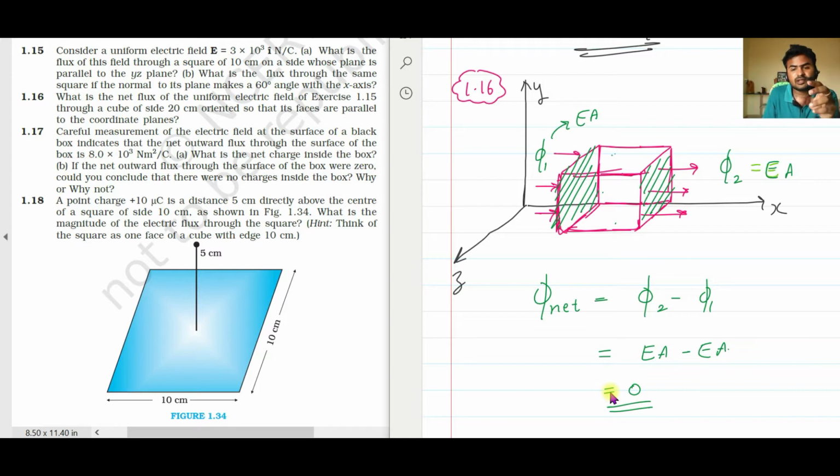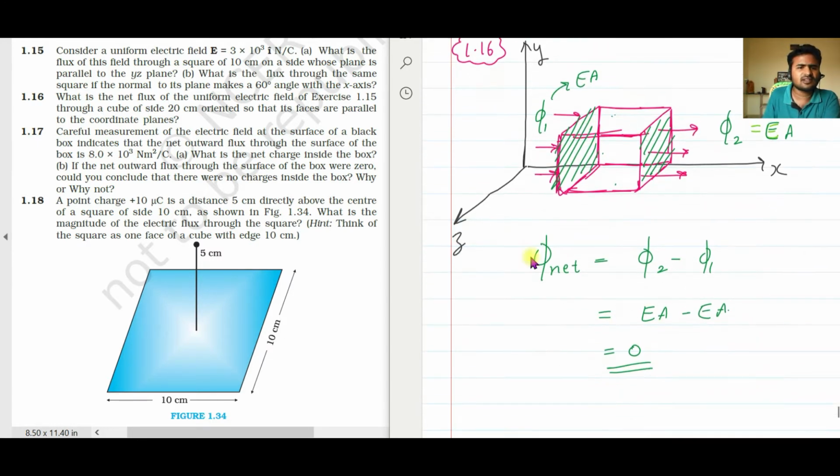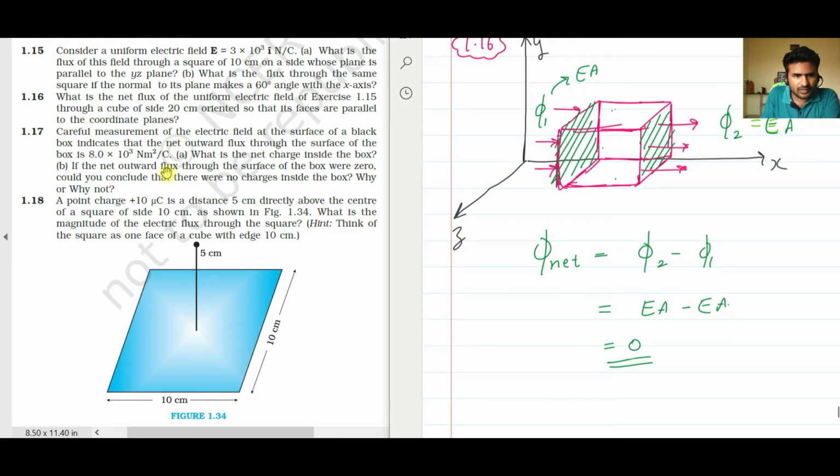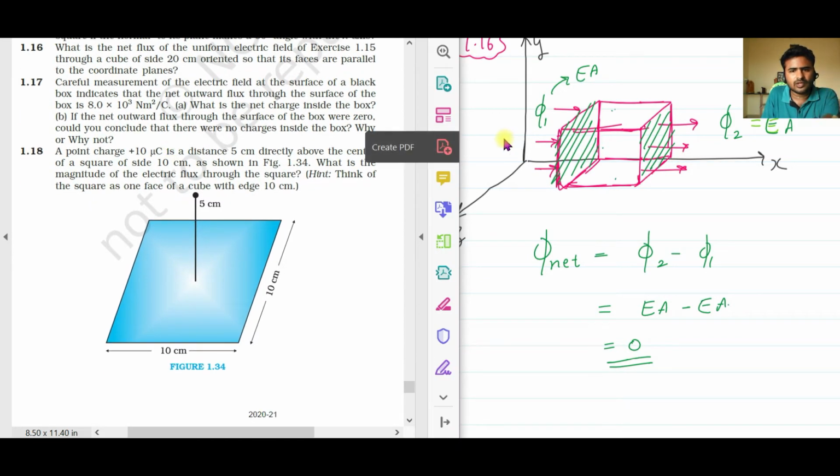Also you should remember, this can be understood using Gauss law, because there is no charge present within this cube. Therefore the total flux has to be 0. No matter where you keep this in an electric field, since this cube is not enclosing any charge, the net flux must be 0, because the net flux through a closed surface is always 1 by epsilon naught times the net charge present within the closed surface. Since there are no charges within this, obviously the flux will be 0. So that's the answer. They've told that it's a cube of side 20 centimeter. It doesn't matter whether it's 20, 10, or 40 centimeter, whatever it is. All right. So now question number 1.17.